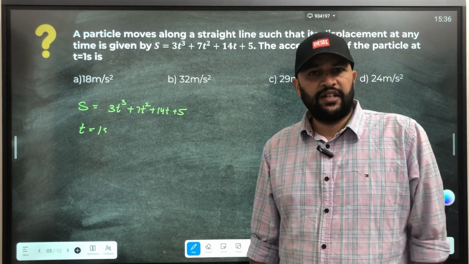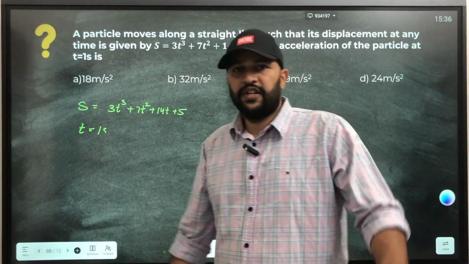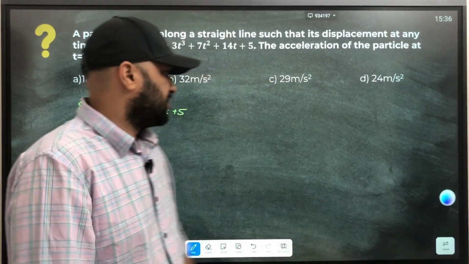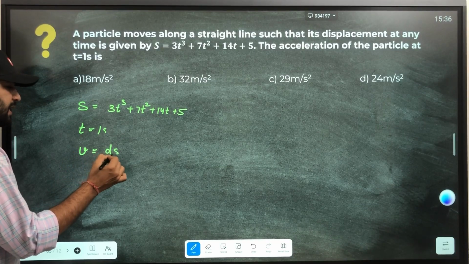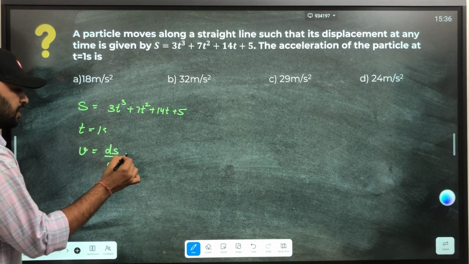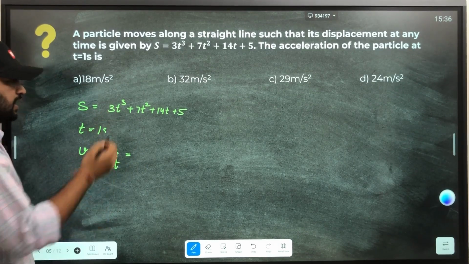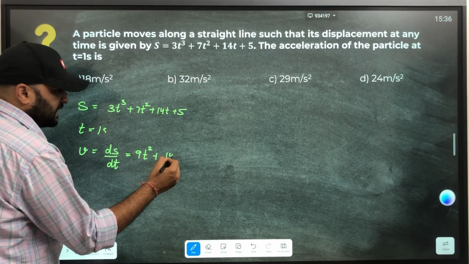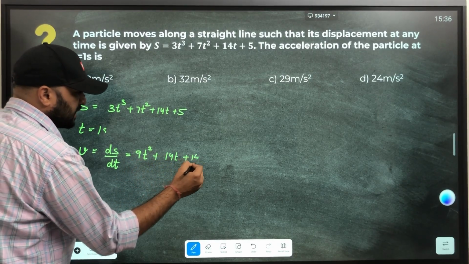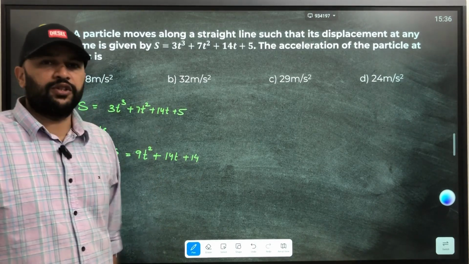So what you will do for acceleration? If you are given the position function, differentiate it once, you will get the velocity. Differentiate it twice, you will get the acceleration, right? So let me just find velocity first. So v will be equal to ds by dt. And differentiation, now differentiation you must be familiar with. So it will be 3 threes are 9t square plus 14t plus 14, right? This is our velocity after differentiating the position function, right?